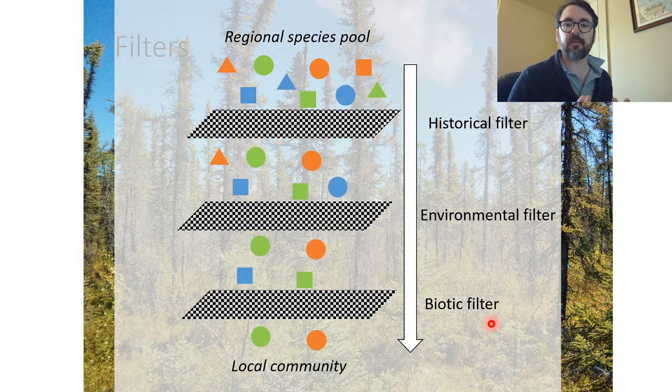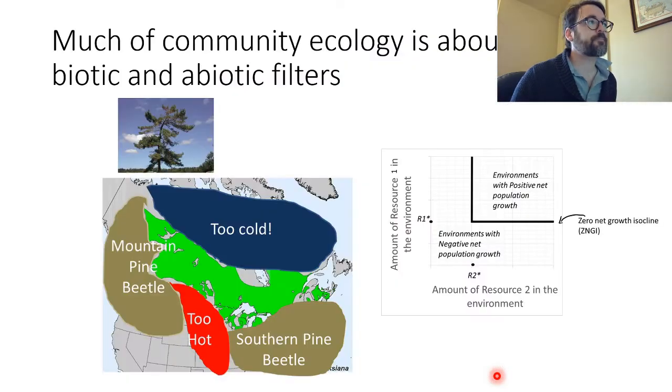These are all those other games other than alternative stable states, right? The different sorts of interactions that we got in the various games that I've showed you then shape what's found in the local community. And much of community ecology is about understanding these biotic and abiotic filters. The problem with the historical filters is that it can be a little bit difficult to always know the details, although sometimes molecular tools make that a little bit easier, right?